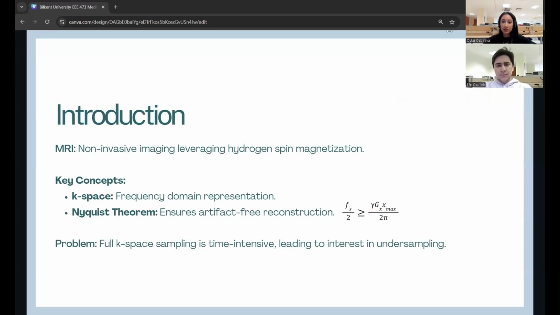To give a brief introduction to the topic, MRI is a widely used non-invasive imaging method, and it leverages the magnetization of hydrogen spins. The process involves sampling the k-space, that is a frequency domain representation of the MRI image. However, according to the Nyquist theorem, full k-space sampling is necessary to avoid artifacts, and this creates a challenge because full sampling can be very time intensive. Our project focuses on understanding the trade-offs between undersampling and minimizing the resulting artifacts from undersampling.